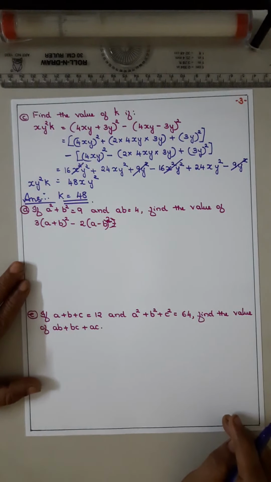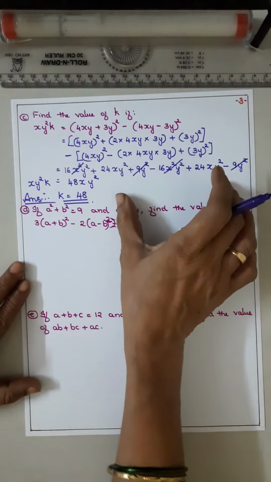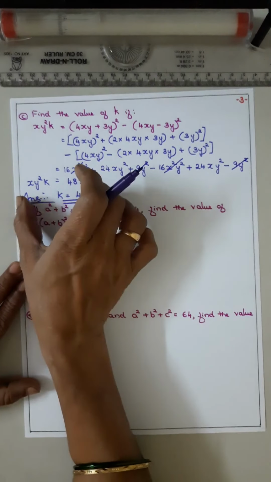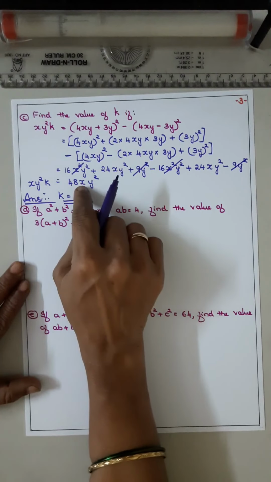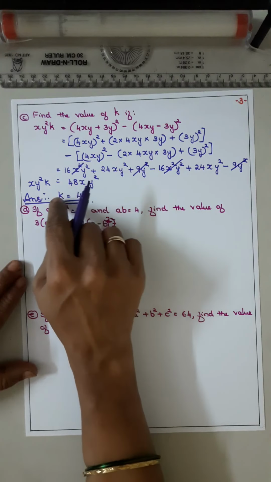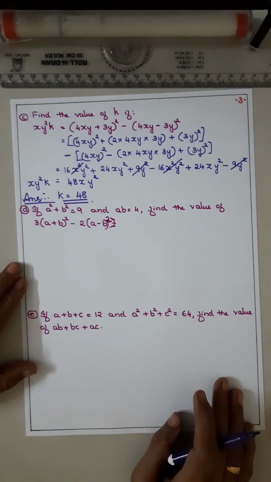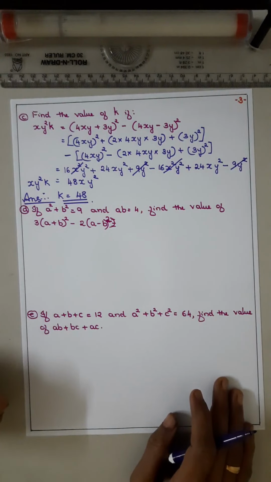Hope everyone understood. So solve this and you will get at the end xy squared and k and the number. So k is equal to that number. So k is equal to 48.